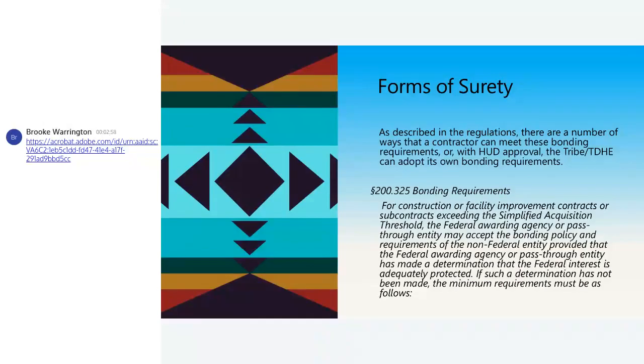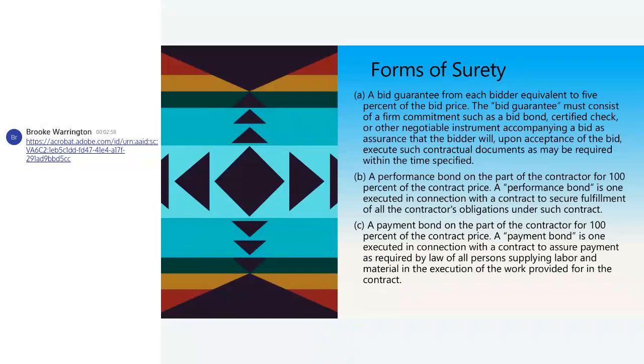Construction facility improvement contracts, subcontracts exceeding your simplified acquisition threshold. Your federal awarding agency or pass-through entity can accept the bonding requirement or may accept the bonding policy and requirements of your non-federal entity, provided that the federal awarding agency or pass-through entity has made a determination that the federal interest is adequately protected. If such a determination has not been made, the minimum requirements have to be followed.